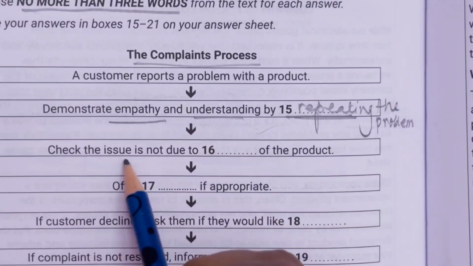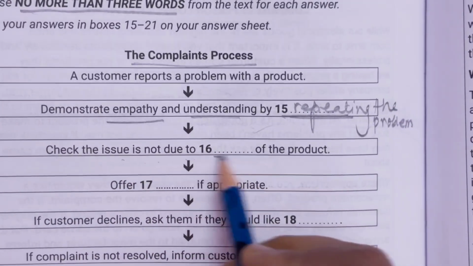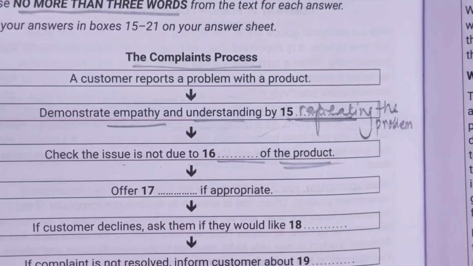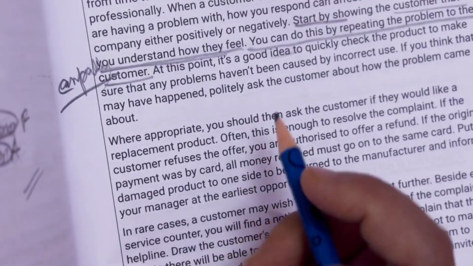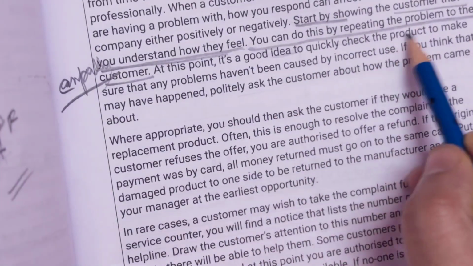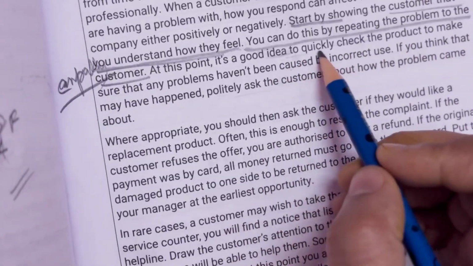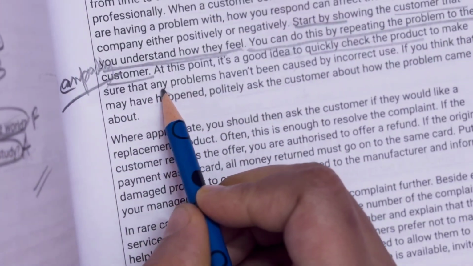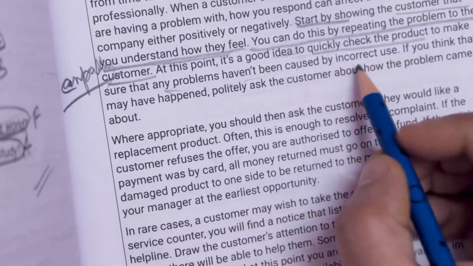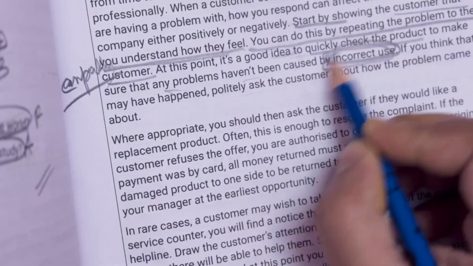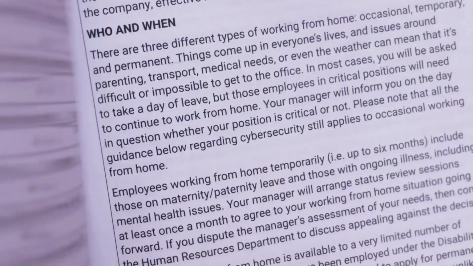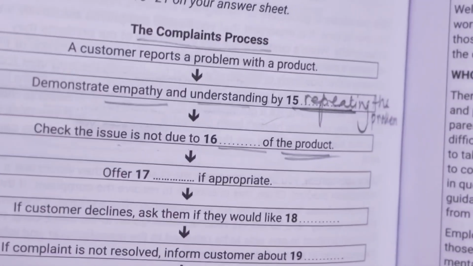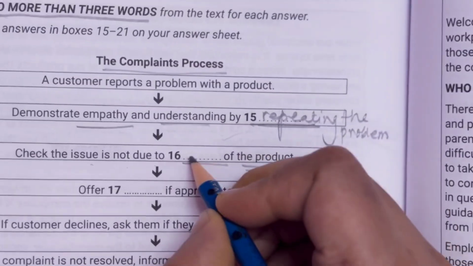Next, check the issue is not due to dash of the product. So what of the product? We are looking at an adjective here. At this point, it is to check the product. Okay, check the product, to make sure any problems that caused by incorrect use. So incorrect use is your answer. Due to incorrect use of the product.